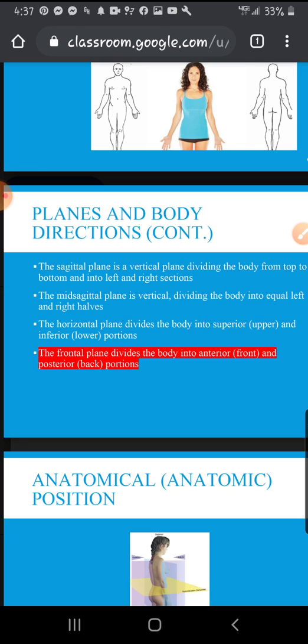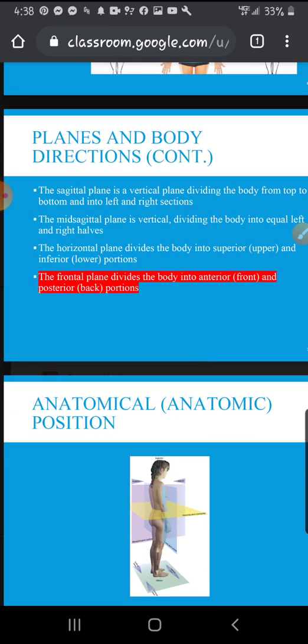Next, we have the horizontal plane, which divides the body into superior, upper, and inferior, lower. So horizontal is the sideways one, and I'll show you in the picture below. The frontal plane divides the body into anterior, front, and posterior, back, portions. On the test, it's going to ask you, the blank plane divides the body into anterior front and posterior back portions. That would be the frontal plane, okay? That's a test question.